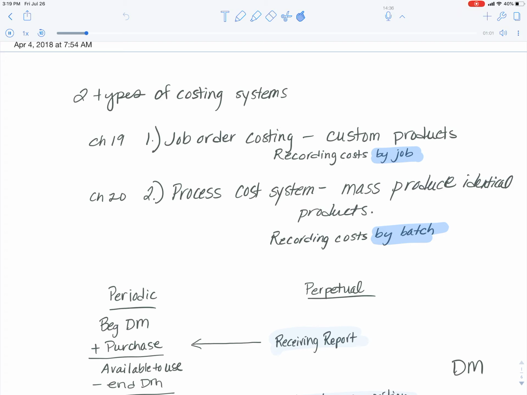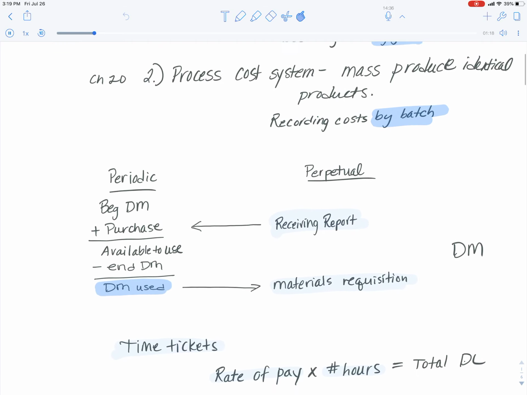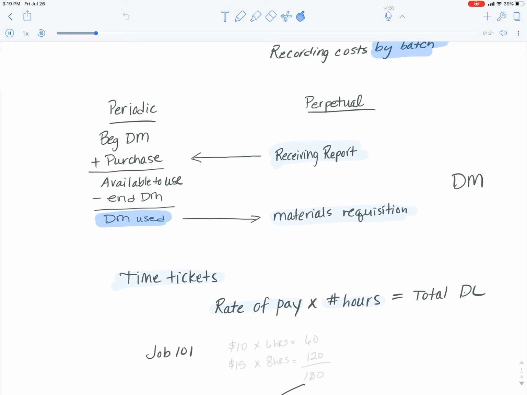Also, we're really focusing in on the perpetual method in chapter 19, because if we were using the periodic method of recording our inventory, we are not really keeping track all along. We use that system of backing into the materials used. And in chapter 19, we're going to be keeping track of it along the way. So we'll use receiving reports for purchases of material and requisitions for material going into the manufacturing process.